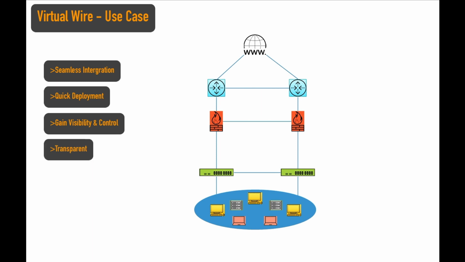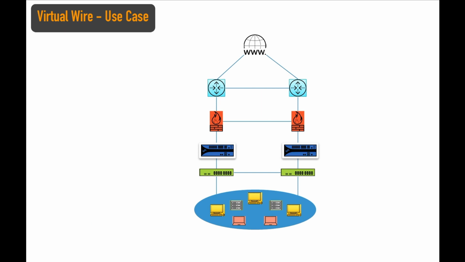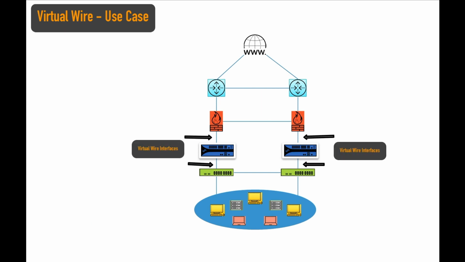This diagram shows a pair of Palo Alto Next Generation firewalls being dropped into the existing network, placing the Palo firewalls behind the existing firewalls, which will use two virtual wire interfaces that connect to the upstream existing layer 3 legacy firewalls and the downstream layer 2 switching infrastructure.